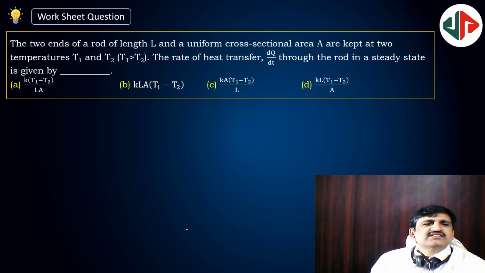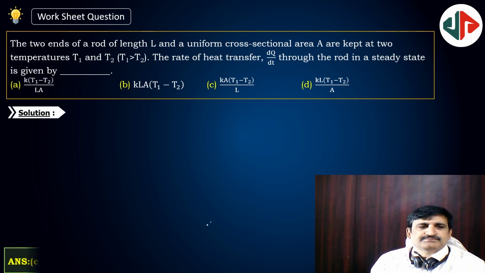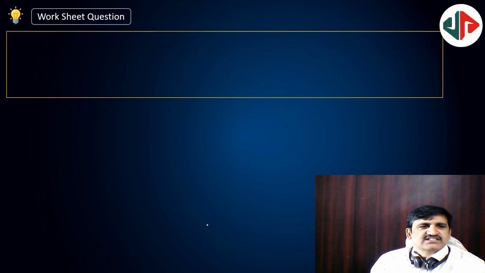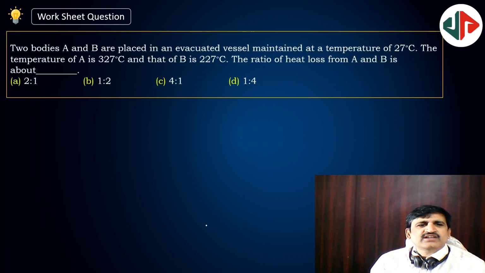The two ends of a rod of length L and uniform cross-sectional area A are kept at two temperatures T1 and T2. The rate of heat transfer dQ by dt of the rod in steady state is given by K A delta theta by L. So that is option C. Yes. Next.